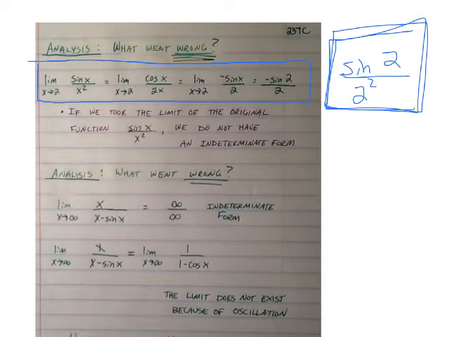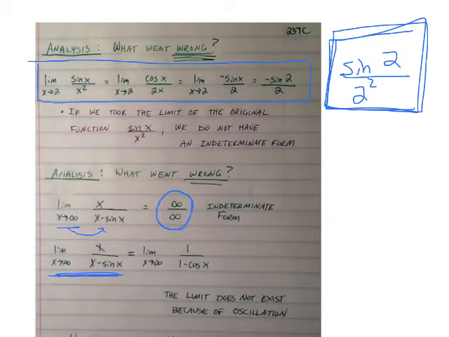So then the question is, what went wrong with the second analysis problem? Now in this problem, the student took the limit of the function and they plugged it in and saw that it was infinity divided by infinity. And so what they did is they applied L'Hopital's rule.